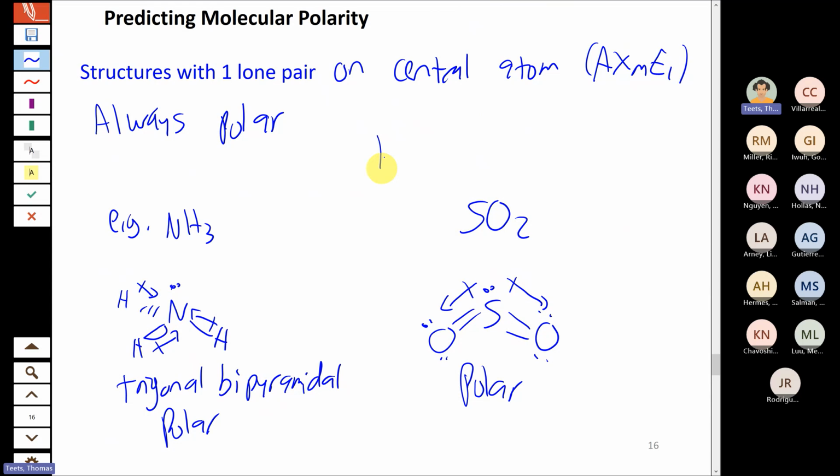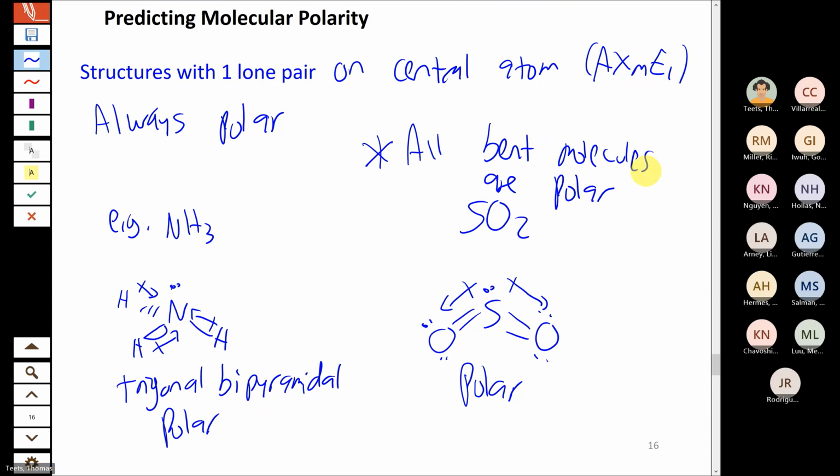Another useful thing to remember that's related to this: all bent molecules are polar. We have a significant subclass of compounds that have 3 atoms in the formula, AX2 something. In that case, the 2 possibilities are linear and bent. If it's linear, it's nonpolar. If it's bent, it's polar. So that's an easy distinction as well.